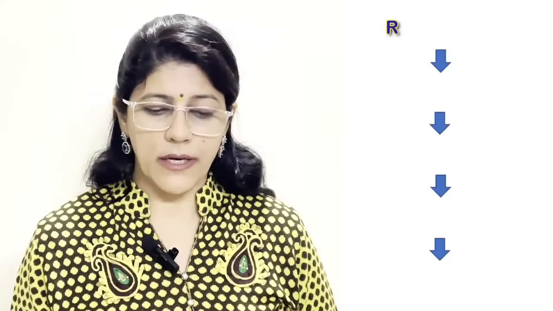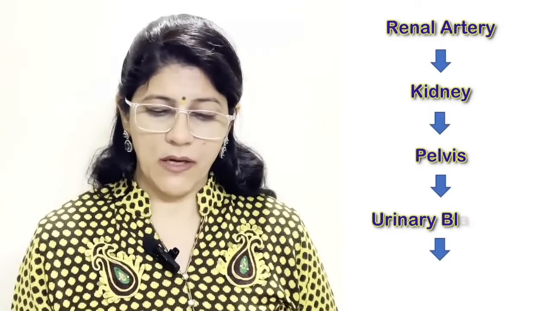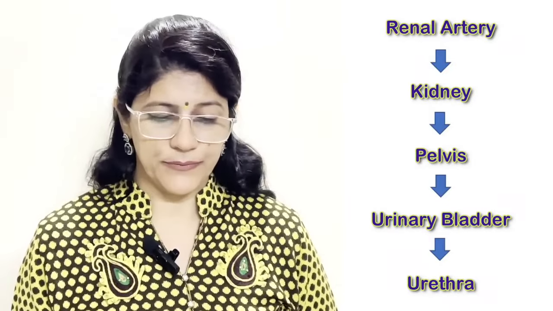Next is renal artery, urethra, kidney, urinary bladder, pelvis. So starting with renal artery, kidney, pelvis, urinary bladder and last is urethra.